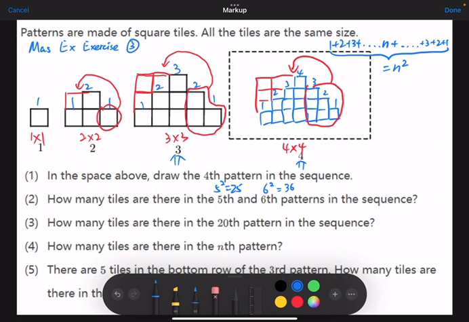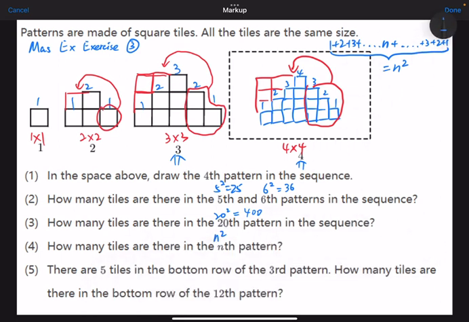And then question number 3, how many tiles are there in the 20th pattern in the sequence? So it's the same. Easy peasy, 20 squared, 400. How many tiles are there in the nth pattern? n squared. There are 5 tiles in the bottom row of the 3rd pattern. How many tiles are there in the bottom row of the 12th pattern?